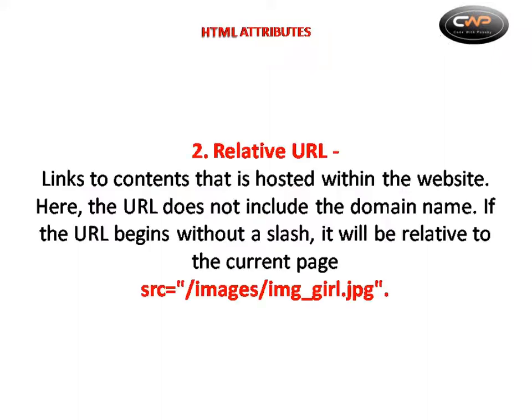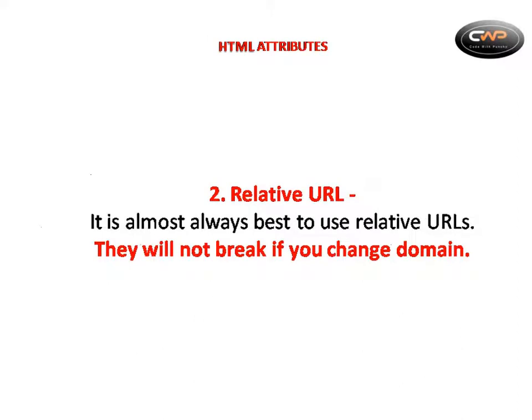Alright, let's talk about the relative URL. The relative URL links to content that is hosted within the same website. Here, the URL does not include the domain name. If the URL begins without a forward slash, it will be relative to the current page. So here, you don't need to attach the domain name to the URL. The only thing you need to do is identify the directory or the path where the file can be found. It's almost always best to use relative URLs. They will not break even if you change the domain name.